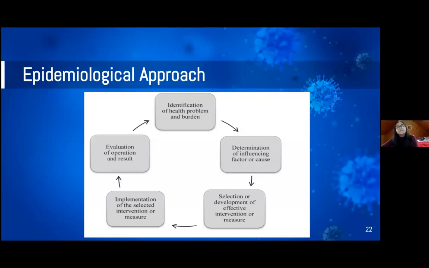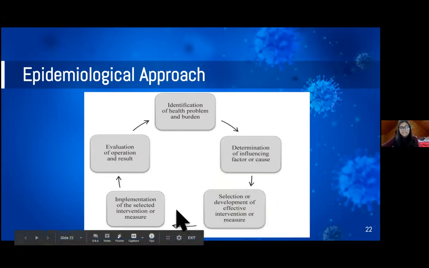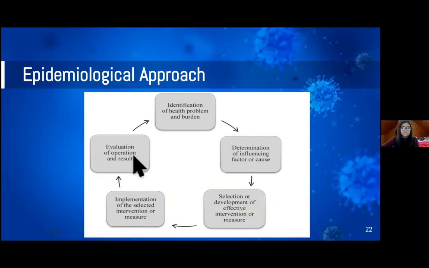So usually epidemiologists use something called the epidemiological approach, which is shown by this image. In the beginning, a health problem or burden is identified, and then they determine influencing factors or causes that cause this problem. And then there's a selection or development of effective intervention or measures. And then we do an implementation of the selected intervention or measure. And then we evaluate the operation and the results, like we evaluate the effects on the community. And if the problem is still not solved, we just continue this cycle over and over again.